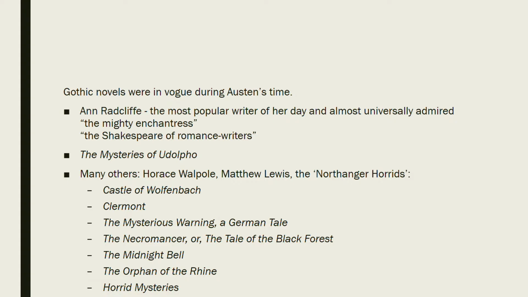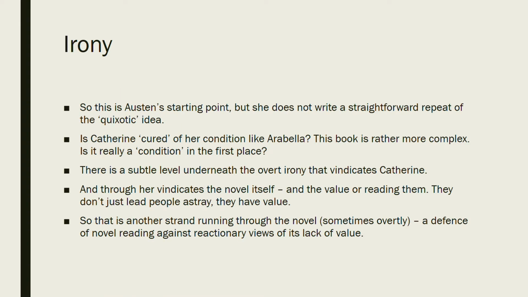The character here, the kind of Arabella equivalent, Catherine, reads too many Gothic novels, and her view of the world is altered as a result. What's new as well in Austen is irony, a lot of irony, in fact. We have the quixotic as Austen's starting point, but she doesn't do a sort of straightforward repeat of the quixotic idea. She doesn't just do a rerun of the female Quixote with the Gothic now as the source of the comedy. She does something different, as you'll probably notice when you've read the novel.